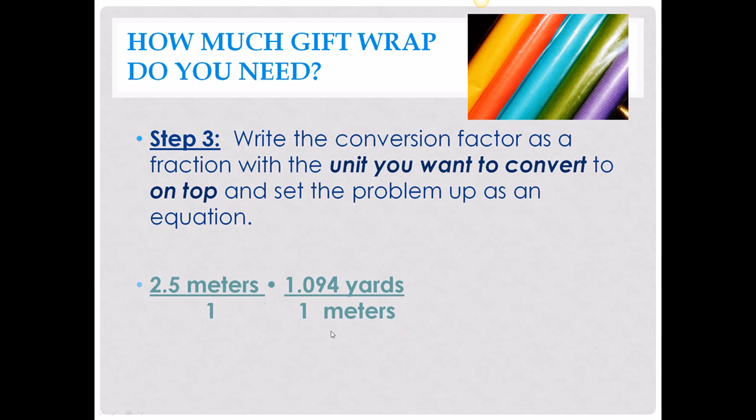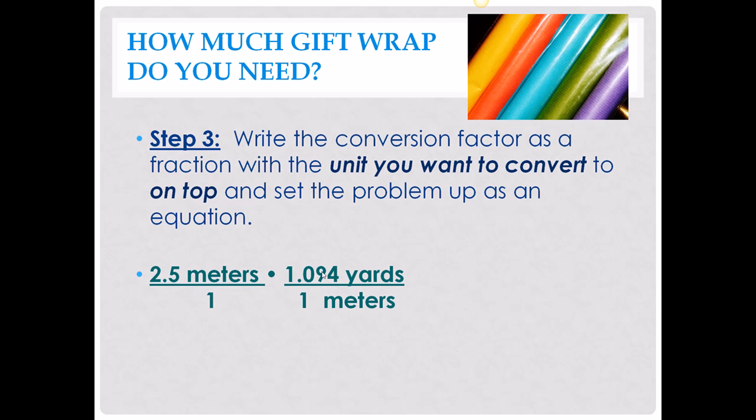So this is what it would look like. 1.094 yards is equal to 1 meter. That is a conversion factor. And what did the problem give me? 2.5 meters. Now, one thing you're already good at in lesson 3 is multiplying fractions, because multiplying fractions means you multiply numerator times numerator. Grab your calculator. So 2.5 times 1.094, and then denominator times denominator, 1 times 1, and then you just divide by 1.